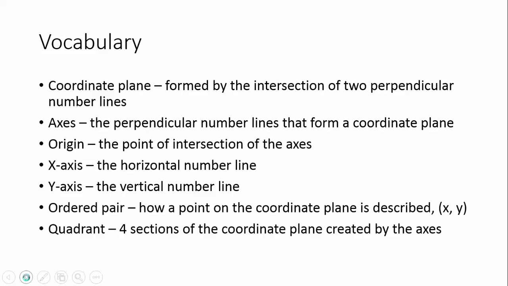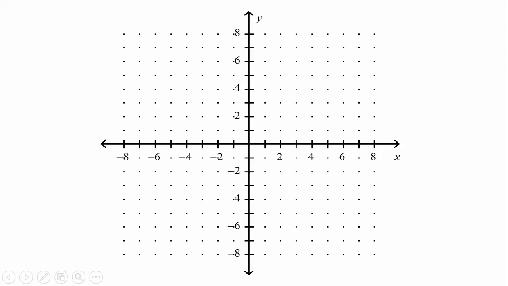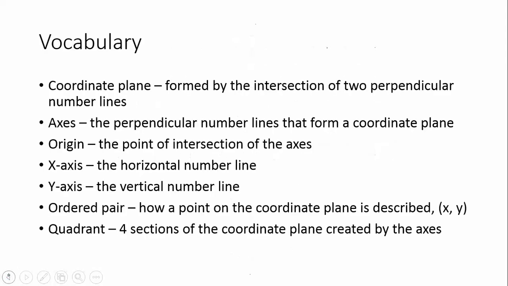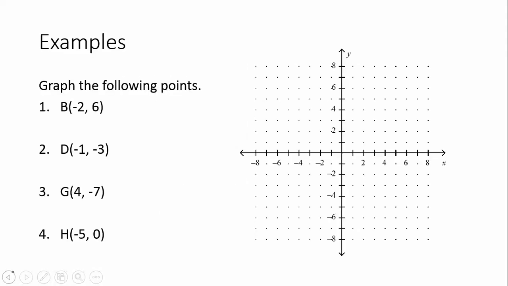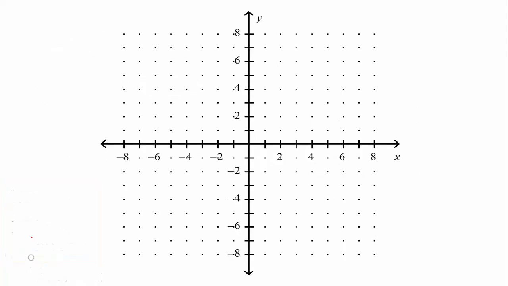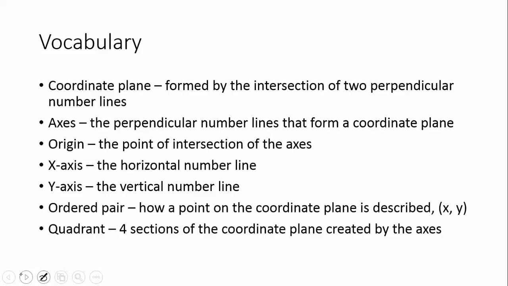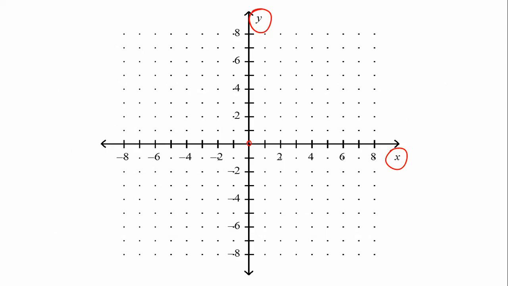So let's look at a coordinate plane. This is a coordinate plane, and let's label a few things. If we go back, we want to look at the axes. Here are the axes. The y-axis here, labeled y, and the x-axis here, labeled x. The origin is the point where the two axes intersect, so that's the origin.